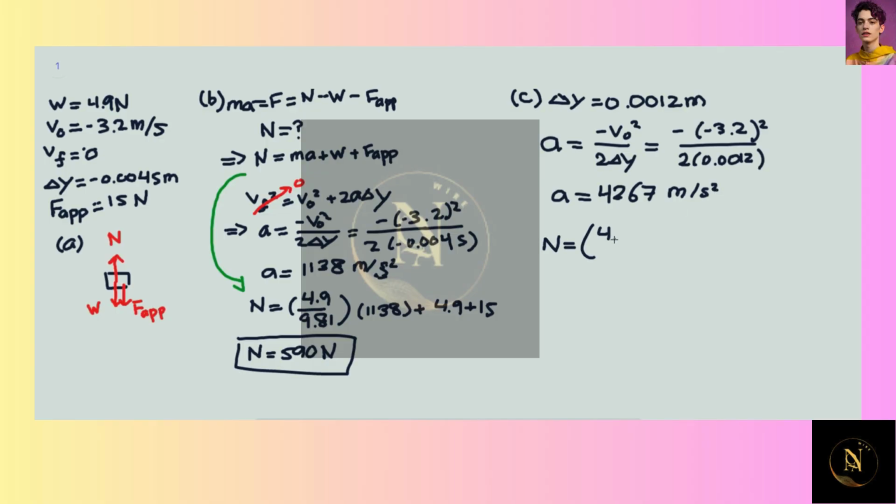It's the same idea. Divide weight by gravity, then multiply by acceleration, and then add it to the weight and the applied force. Plug and chug into a calculator and then get 2,200 newtons.